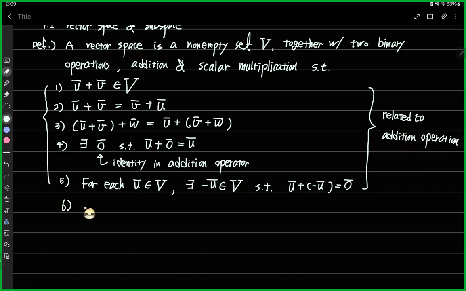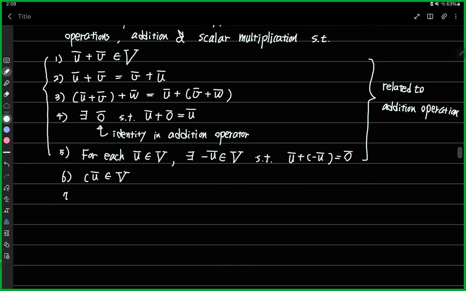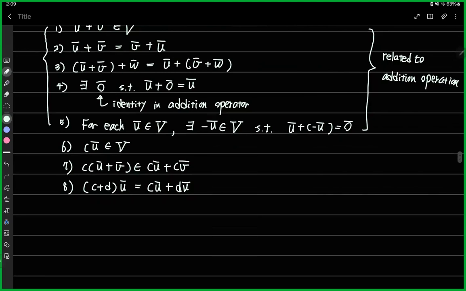The sixth one is scalar multiplication. C times u is in vector space V. It means that if vector u is in vector space V, then the scalar multiple is also in V. And 7: C times the quantity vector u plus vector v is equal to Cu plus Cv. This is a distributive property of scalar multiplication. And 8: C plus D times the vector u is equal to Cu plus Du. This is also a distributive property of scalar multiplication.